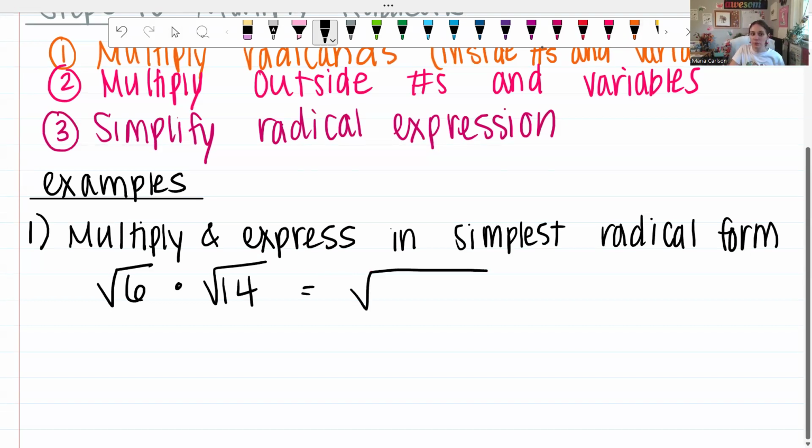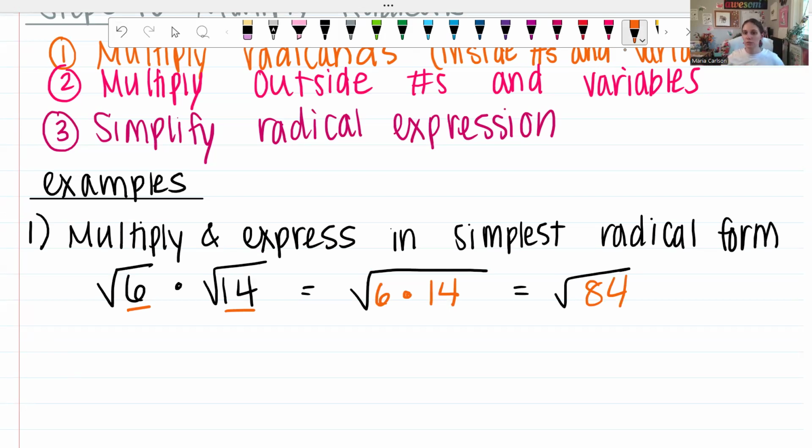So the square root of 6 times the square root of 14 is really the same thing as the square root of 6 times 14. And if I multiply those two numbers in my calculator, 14 times 6, you will get 84. So I really am going to be simplifying here the square root of 84. Now we know two of the factors of 84, right? Two of our factors are 6 and 14.